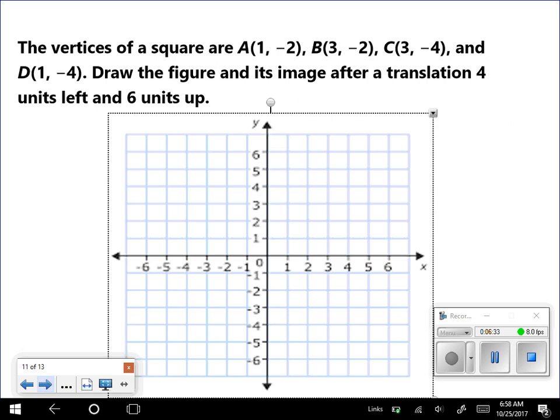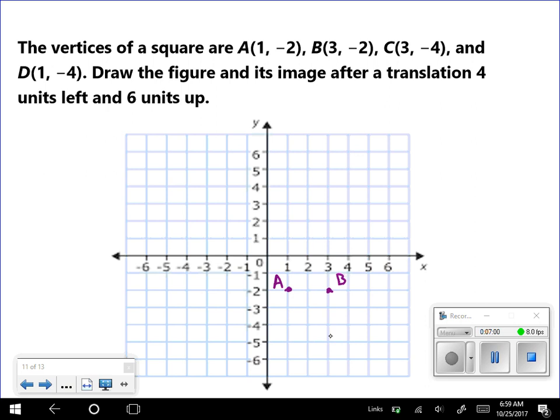Alright, so it says the vertices of the square A, B, C, and D are listed. Draw the figure and its image after your translation, 4 units left and 6 units up. So first I'm just going to draw the original figure. I got 1, negative 2, 3, negative 2. Label these. 3, negative 4. And 1, negative 4. So here's our original figure. So remember, when we translate, we should have a congruent figure. We're going to translate each of the points just what it tells us, 4 units left and 6 units up.